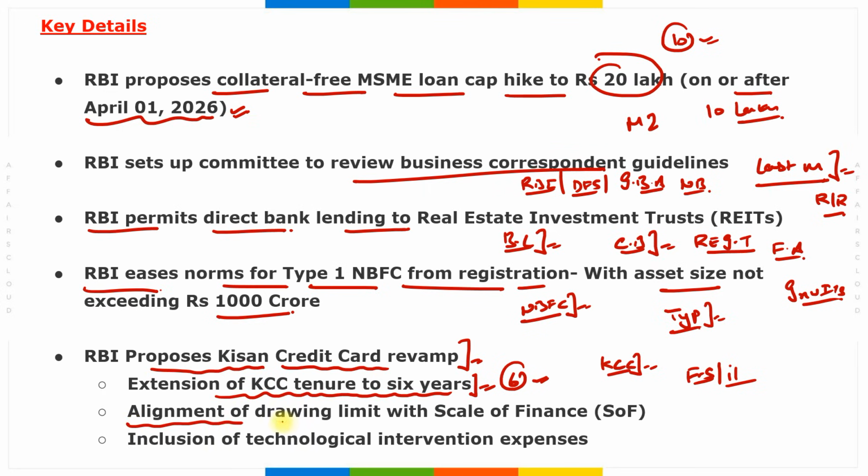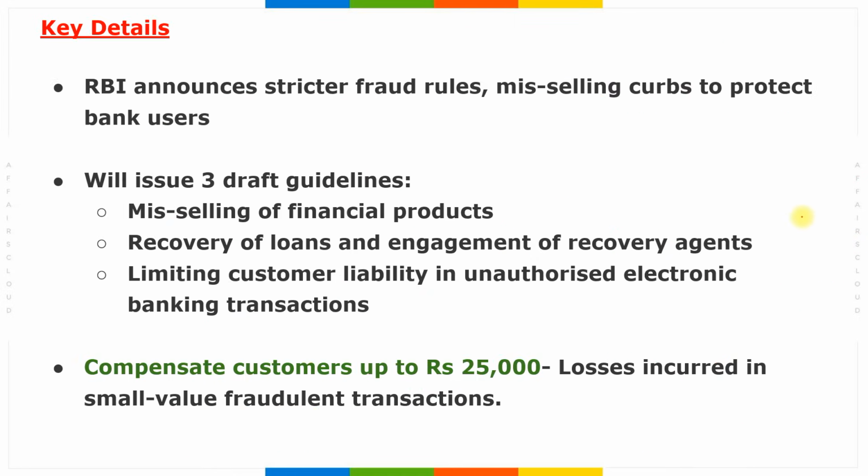Next is alignment of drawing limit with scale of finance. The drawing limit under the Kisan Credit Card will be aligned with the scale of finance for each crop season, ensuring limits are better indexed to the actual cost of cultivation. Third one is inclusion of technological intervention expenses. The eligible purposes under Kisan Credit Card will formally include expenditure on technological interventions such as modern equipment, precision farming tools, or other agriculture technological solutions.